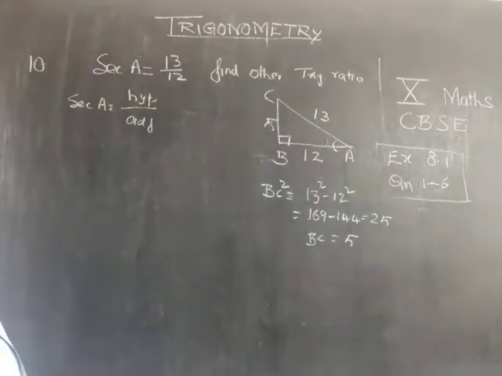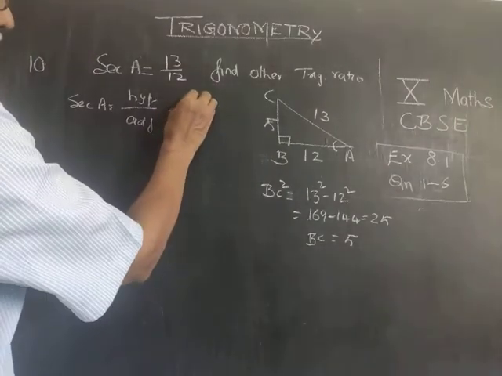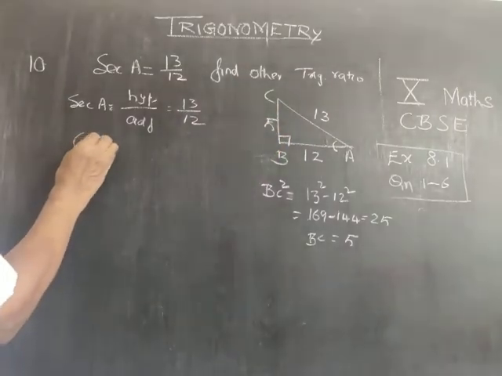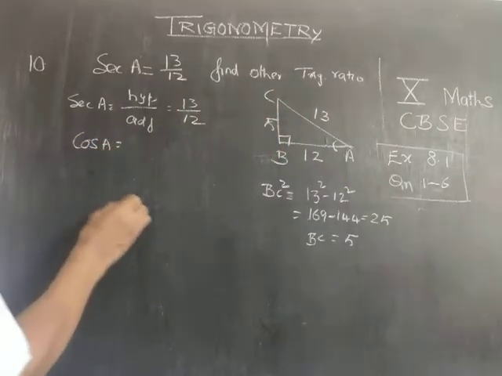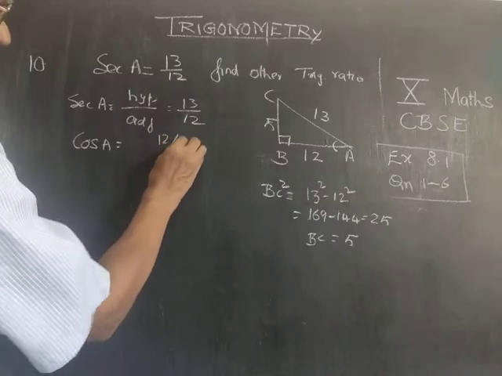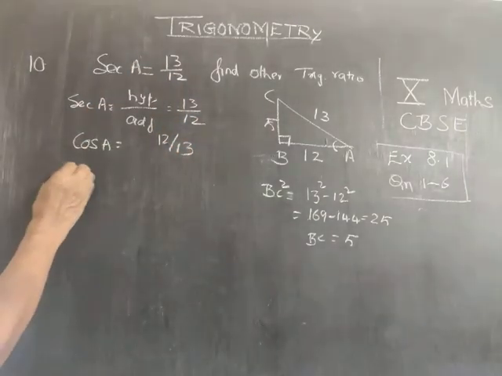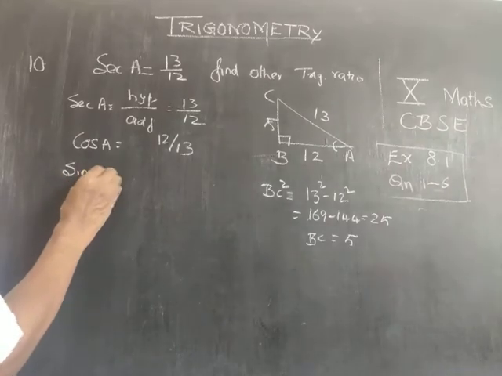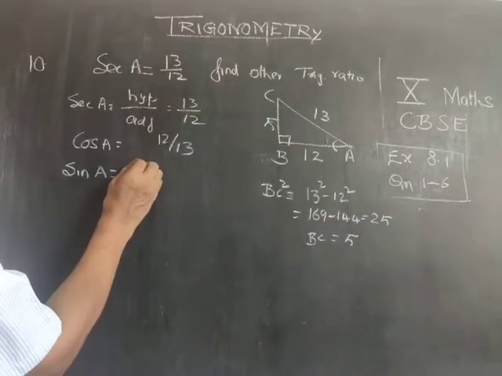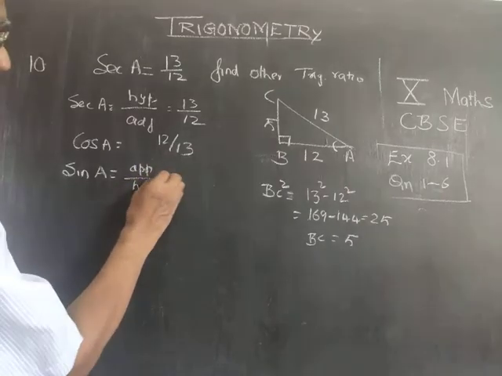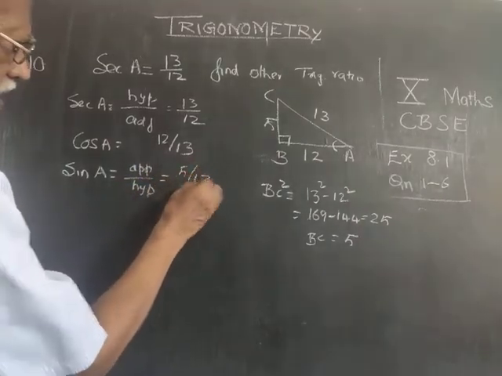We got secant A. What is secant A? Given 13 by 12. They are asking to find other trigonometric ratios. Therefore immediately you find cos A, the reciprocal of secant A. So 12 by 13. Now find out sin A from the triangle. Sin A, opposite by hypotenuse, which is nothing but 5 by 13.